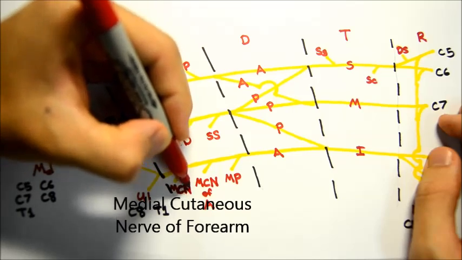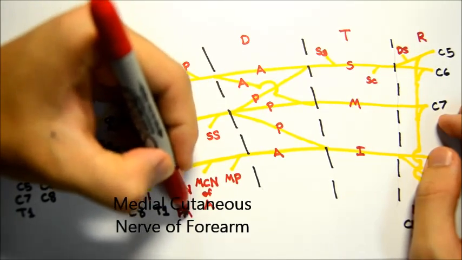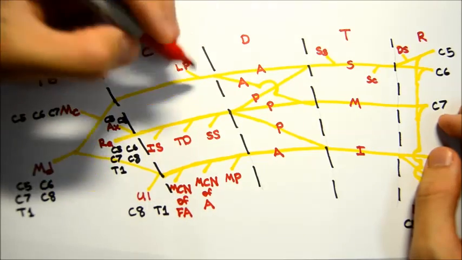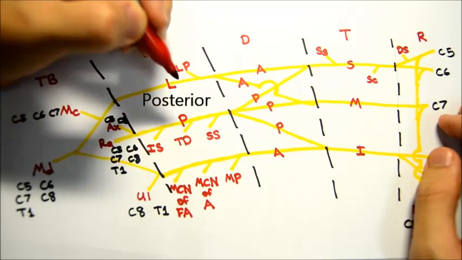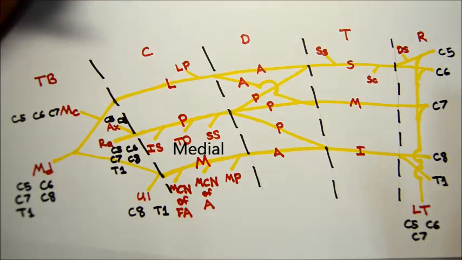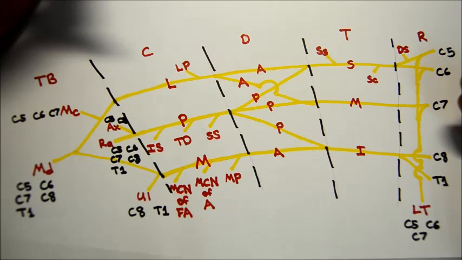cutaneous nerve of forearm. Oh, before I forget, the cords is divided into 3: the lateral cord, the posterior cord, and the medial cord. And I think that's it. That's the simple diagram of the brachial plexus of the right upper limb seen from the anterior view.